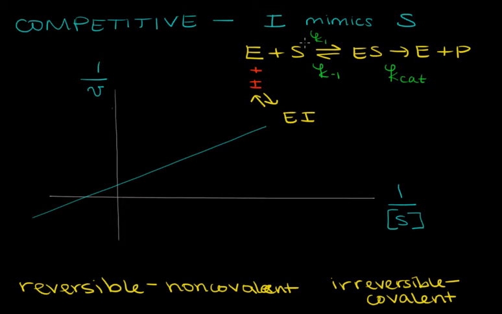So this inhibitor does not affect the K-cat. It only affects the Km. Therefore, it will have the same K-cat, the same y-axis value. However, the Km will likely increase.